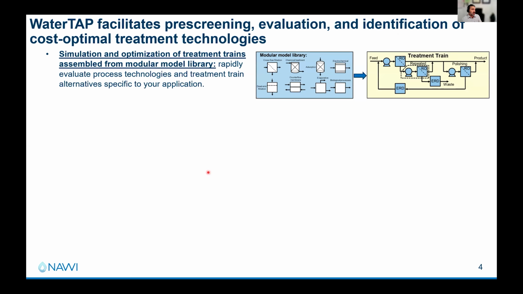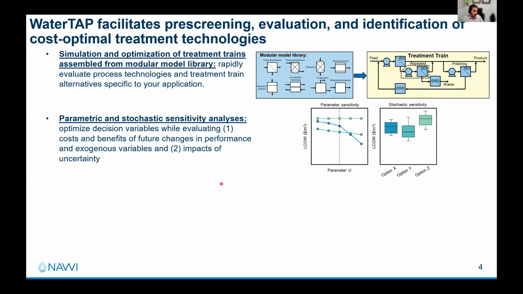And what can we do with that? So our bread and butter is really simulation and optimization of treatment trains. Again, taking this modular model library, piecing together unit models, whichever way we like, to evaluate treatment trains, right? And so the idea is that WaterTAP could be a one-stop shop for pre-screening, evaluating these technologies, and ultimately arriving at the lowest cost solution, right, for your given application.